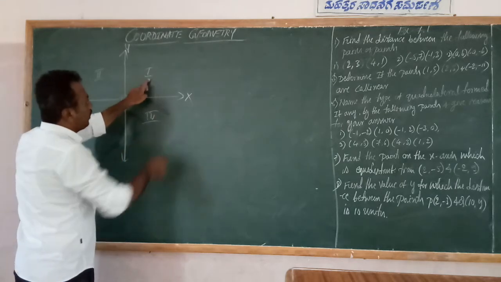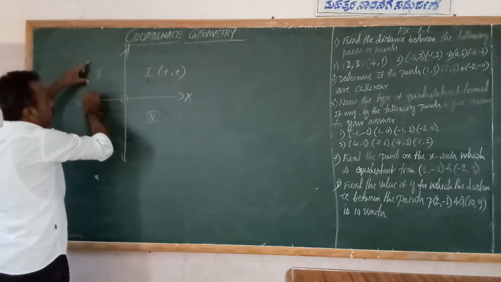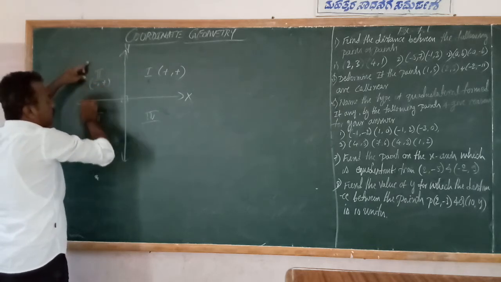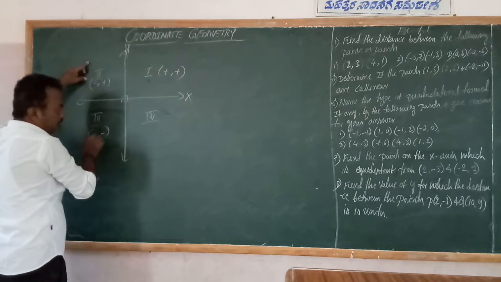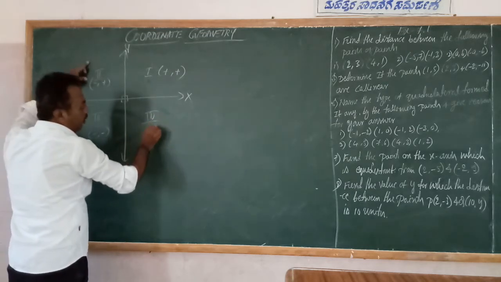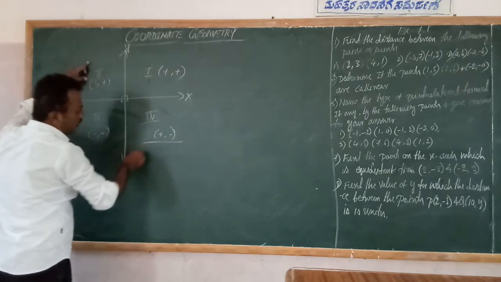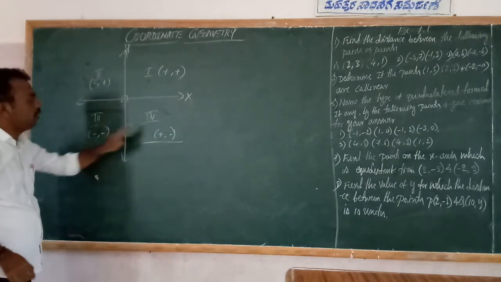So first quadrant points are always positive, plus and plus. So second quadrant, first minus, after that plus. Okay. In the third quadrant, minus and minus, both are negative points. In the fourth quadrant, first is plus and second one is minus. Okay. So these are the first quadrant, second quadrant, third quadrant and fourth quadrant.